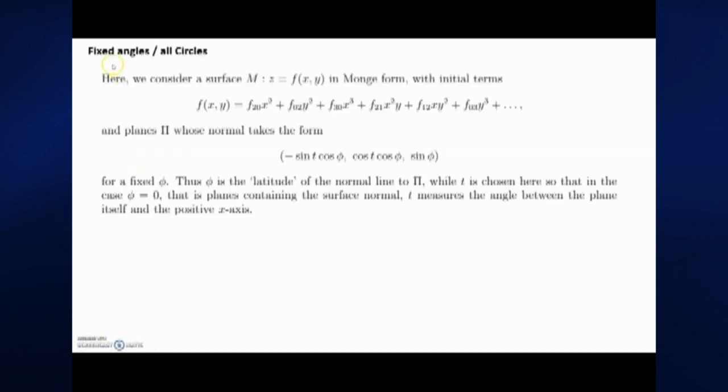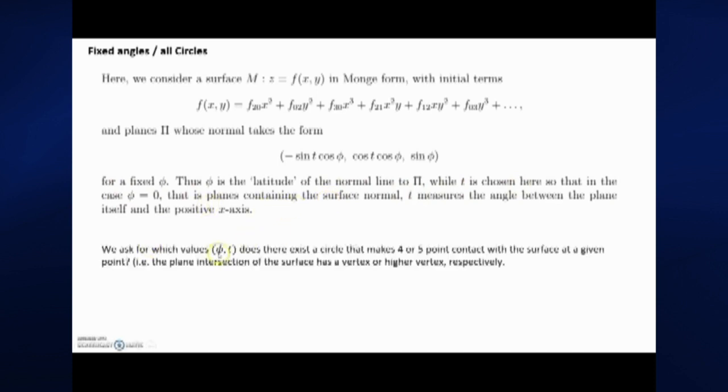So now we wish to extend our search to look for circles lying in planes that make a fixed angle to the normal to the surface. So we write our surface in Monge form, and we consider planes whose normal is as follows, for a fixed angle phi. So phi here is the latitude of the normal line to the plane, where t is chosen to be in the case where phi is equal to 0, so in the normal plane case, then t measures the angle between the plane and the positive x-axis.